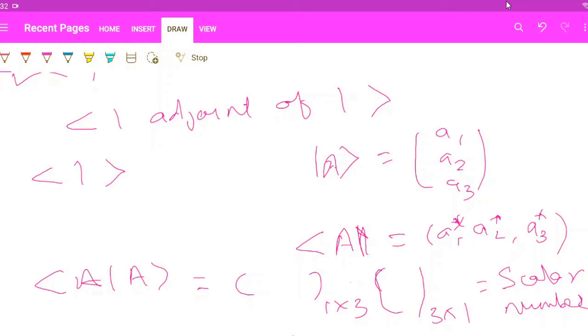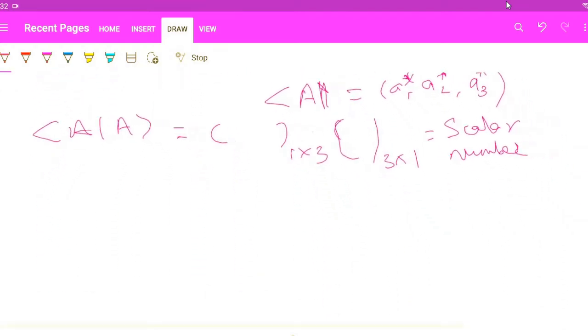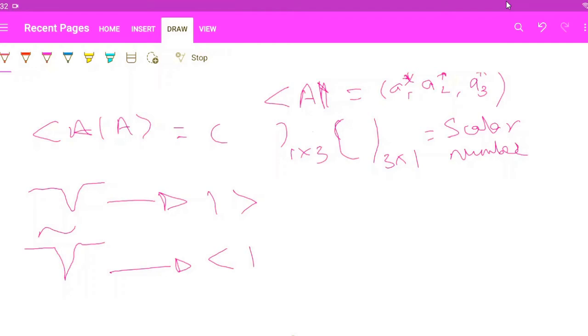So please remember that these bras exist in dual space. All the vectors which are in real space have a corresponding vector in a dual space. If I say that V is my vector space, then there exists a V tilde which is the dual space, and the ket belongs to the vector space and the bra belongs to the dual space.